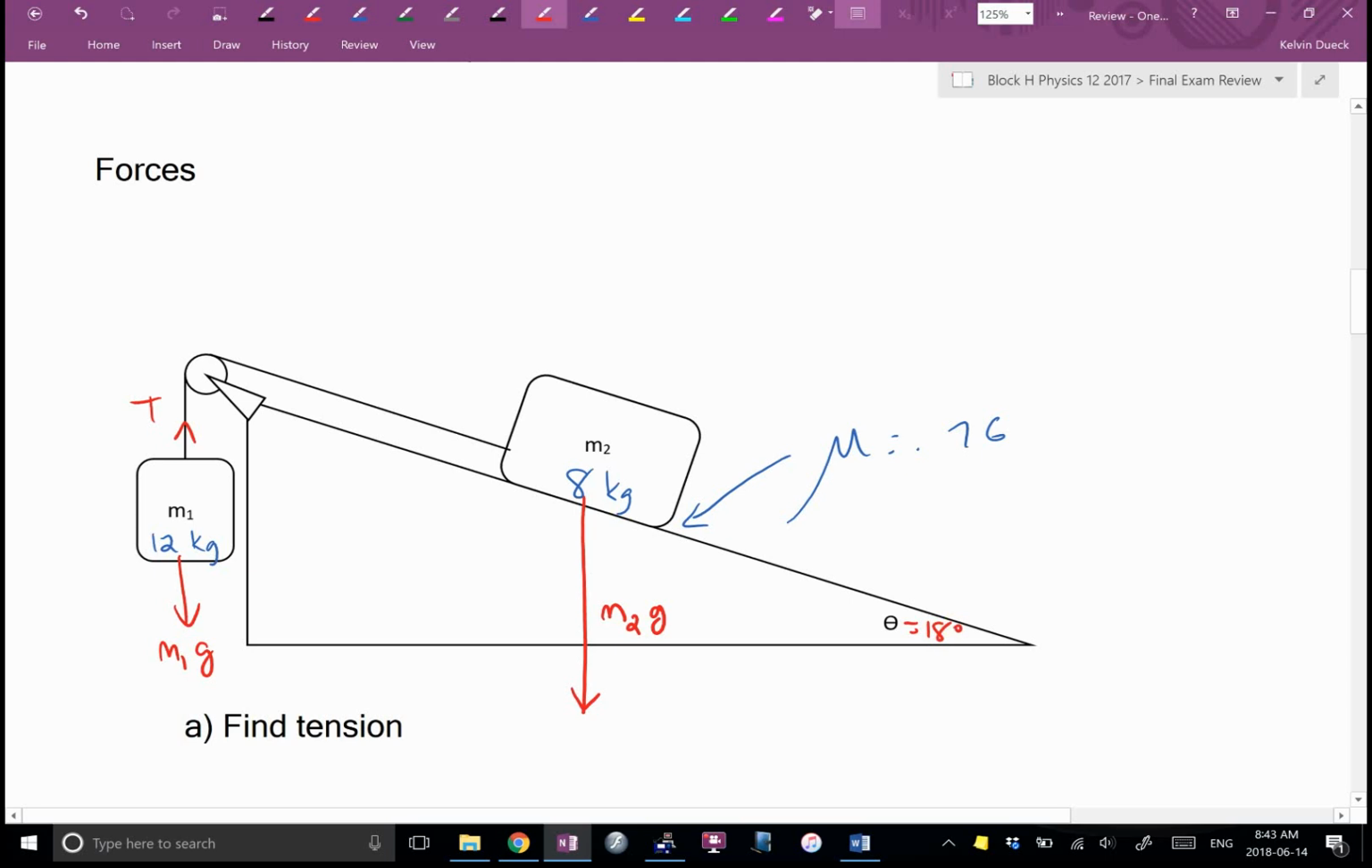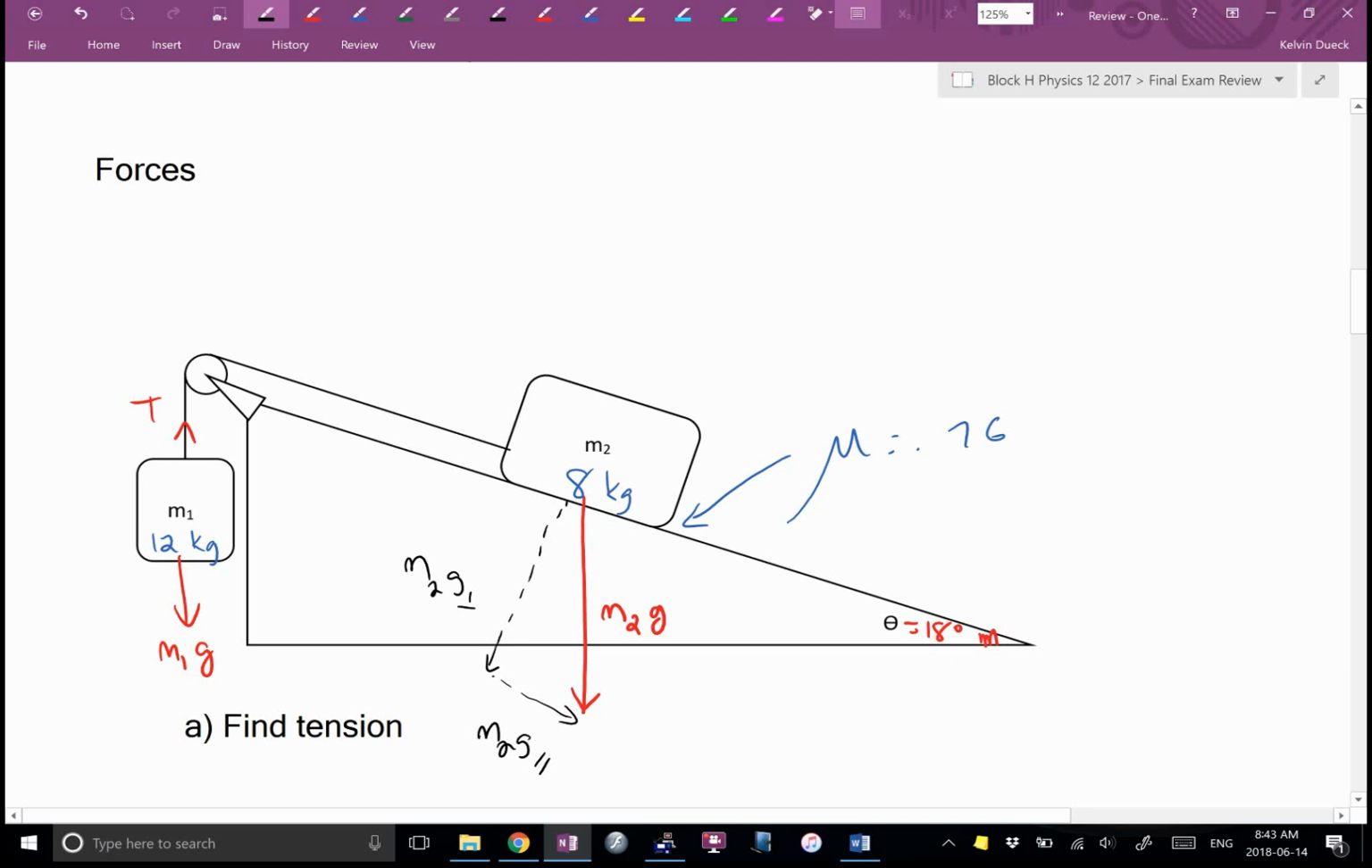18 degrees. We also said this, Linnea, that angle. What did we do as soon as we drew M2G? What did we do before we did anything else? What was our next move? M2G perpendicular. We broke it into components. Good. So we said this is going to be M2G perpendicular, and this is going to be M2G parallel.